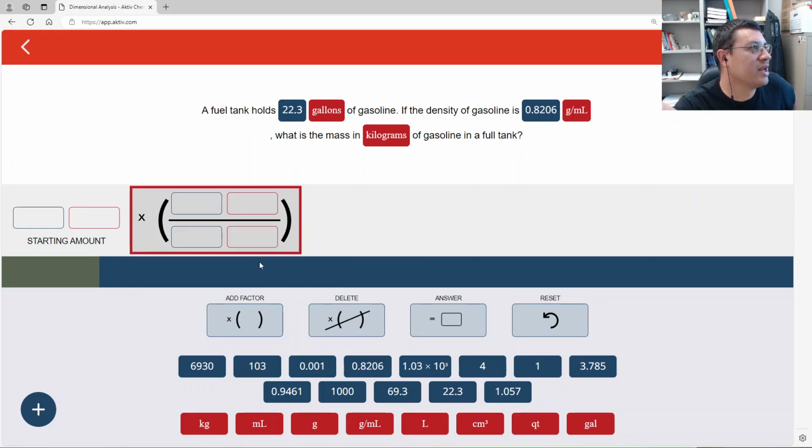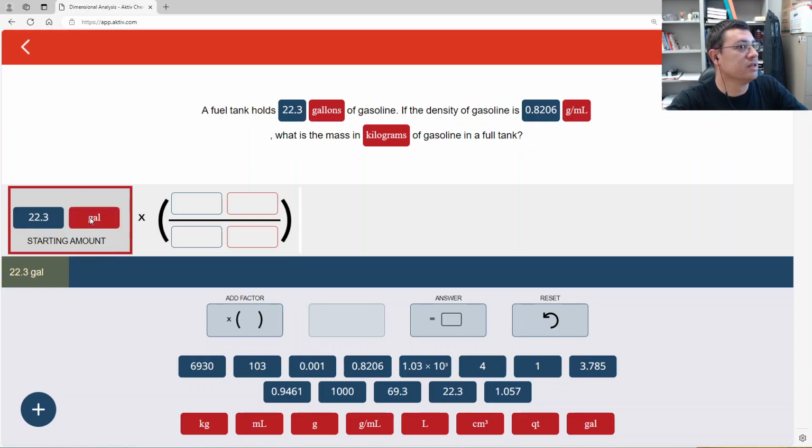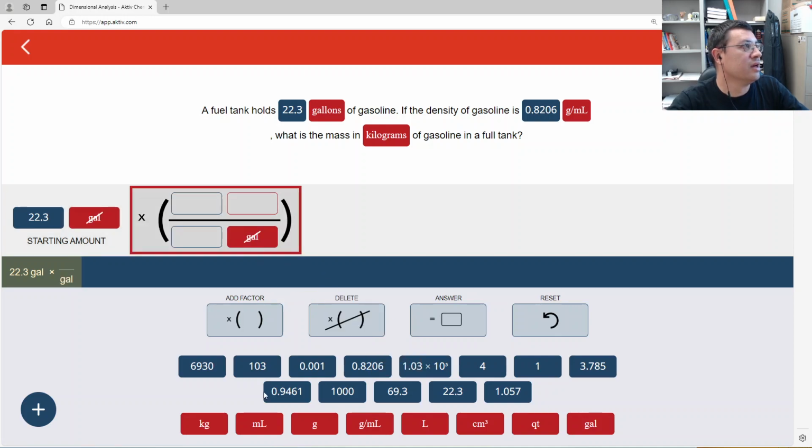So I don't really know what I need yet, so I'm not going to bother to add other things yet. I know that whatever my last conversion factor is, it's going to end up needing kilograms at the top because that's a unit I want. All right, so let's do this. 22.3 gallons. All right, and then following my unit plan, I need to get rid of gallons. And then I decided I would go to liters first.